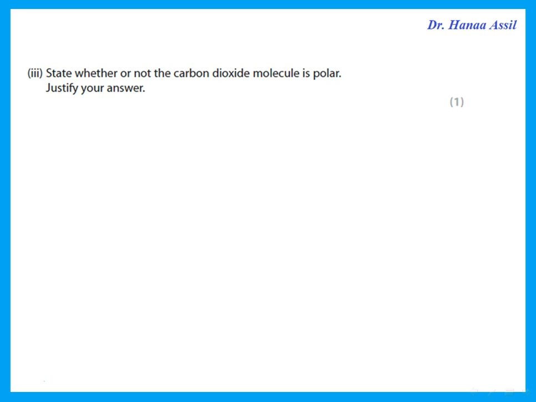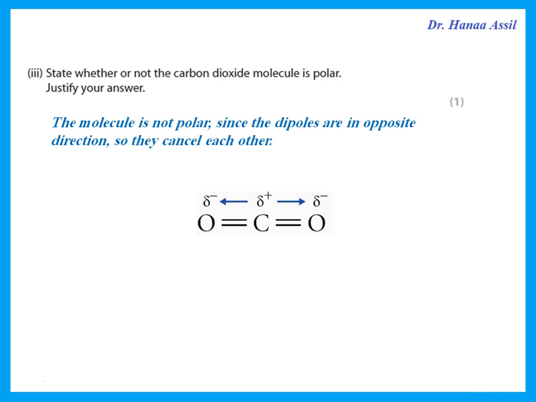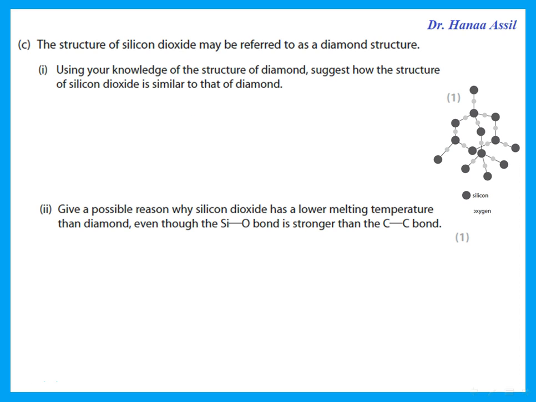Now, state whether or not the carbon dioxide molecule as a whole is polar. In the other question, he was talking about the bond. Now, is the molecule polar? Of course, if you look at the molecule, it's linear and the polarities are in opposite direction. So actually the polarities cancel, so the molecule is not polar. Are we following? So molecule as a whole is not polar since the dipoles are in opposite directions, so they cancel each other.